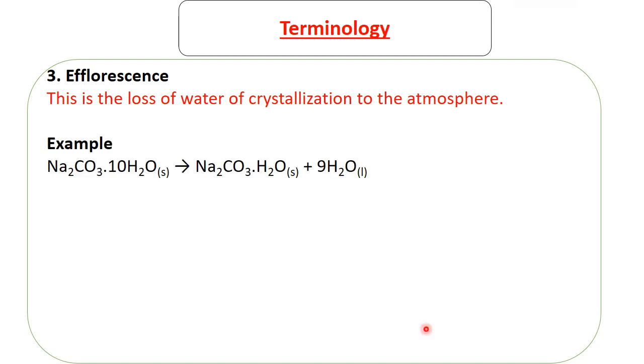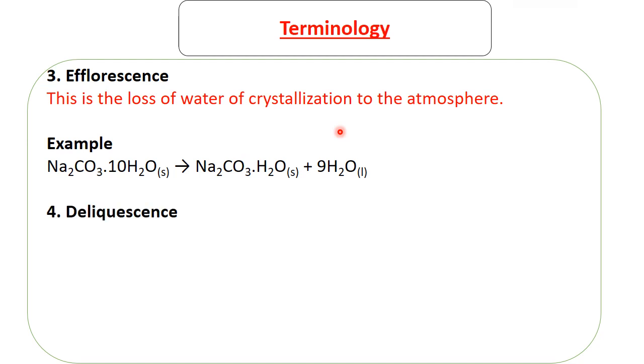Another good example is this one, which has sodium carbonate with 10 water. In this one, a part of the water of crystallization is lost. So it will be sodium carbonate with 1 water, and 9 water molecules are going to be lost. So this is efflorescence.